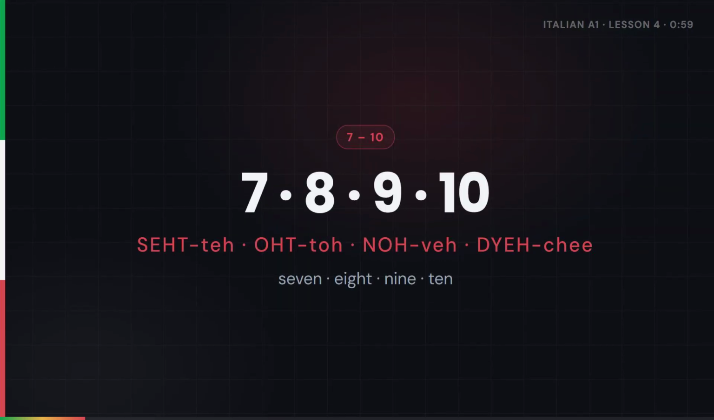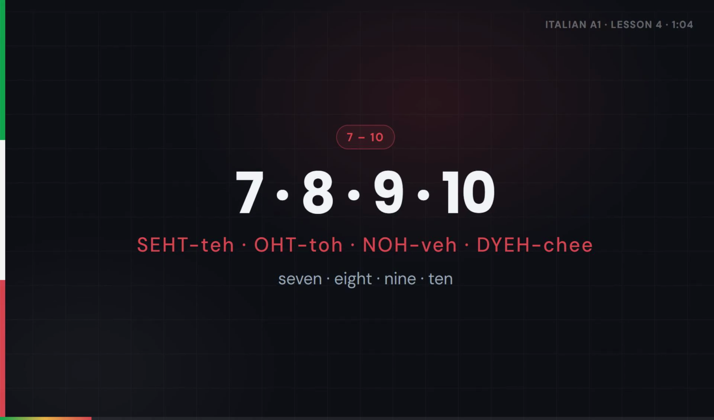For more, hold the doubled letters in sette and otto. Don't rush them.